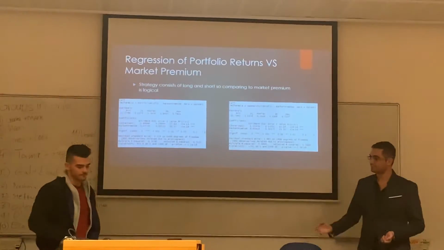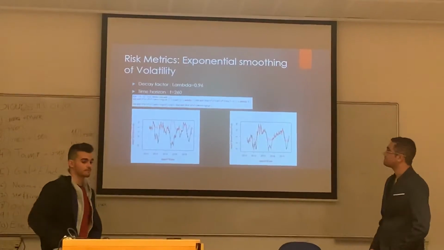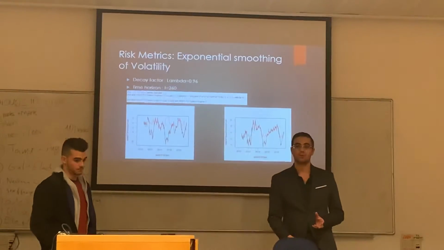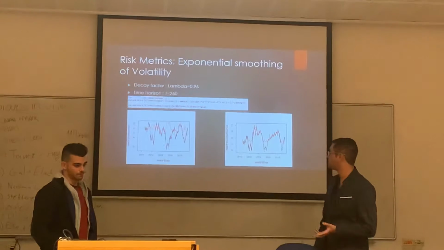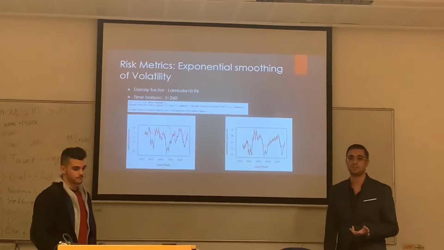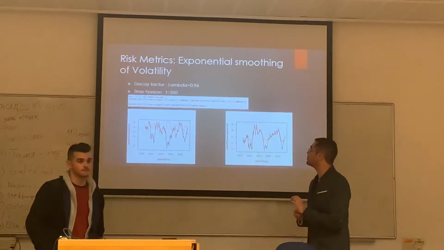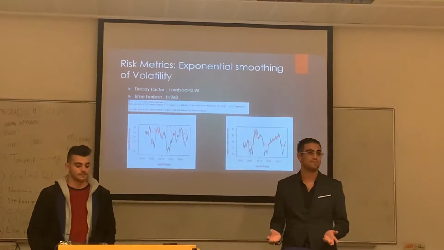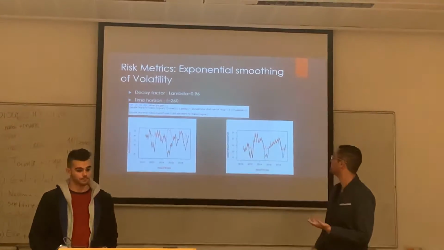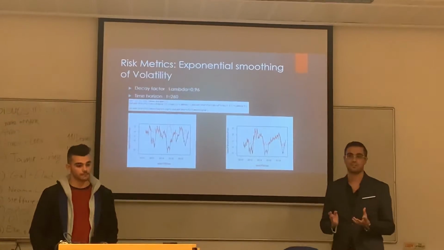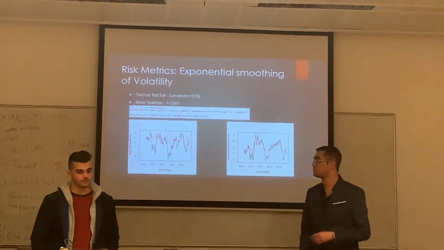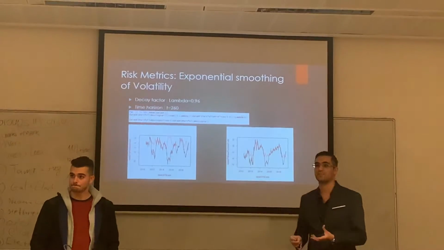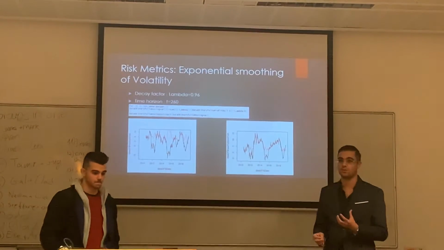So far for every calculation, we've used normal volatility. So a much more accurate metric of risk would be exponential smoothing of volatility. So what we use is a decay factor of 0.96, which is the most widely used decay factor when calculating exponential smoothing. And with this comes T of 260 days or 1 trading year. T is calculated as a function of lambda, so a lower lambda will give a lower T.